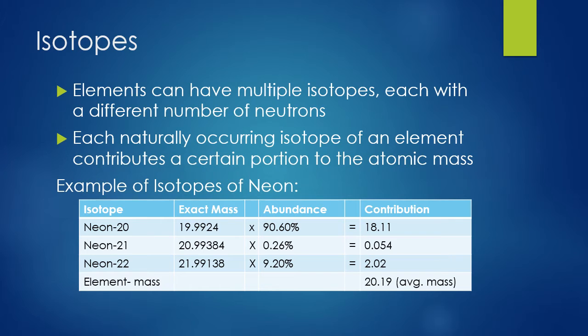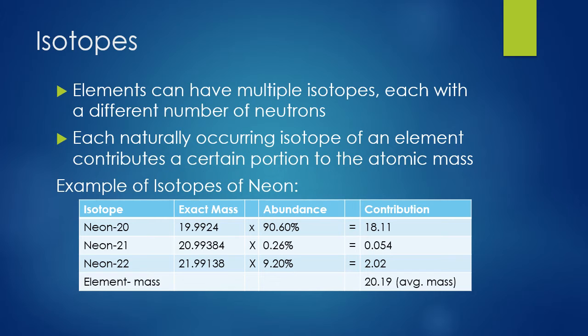Let's look more closely at isotopes. Elements can have multiple isotopes that occur naturally, each with a different number of neutrons. Remember, the number of protons are staying the same. It's the number of neutrons that is changing and making that mass number different.